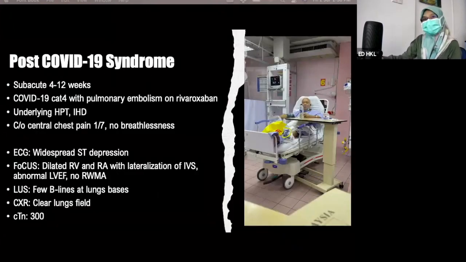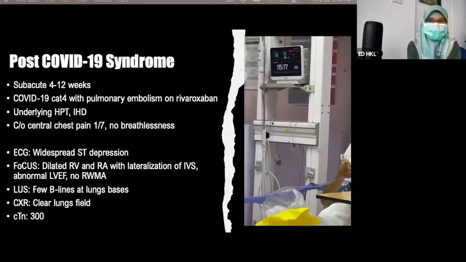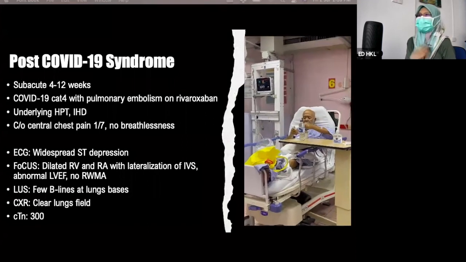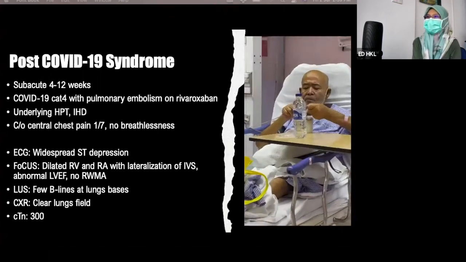This is one of the patients, I didn't blur his face, this uncle. He came on day 32 if I'm not mistaken, COVID cat 4 with PE on rivaroxaban. He has IHD, and complained of central chest pain but no breathlessness. So very non-specific, it can be cardiac, it can be the lungs. ECG showed widespread ST depression, focus has evidence of PE, lungs fairly clear, chest X-ray also clear, white count 3,000. Let's look at the saturation. He was relaxed, just eating. Saturation even dropped to 69-64% while he was eating. So the lung changes and the PE, it's a chronic hypoxia.